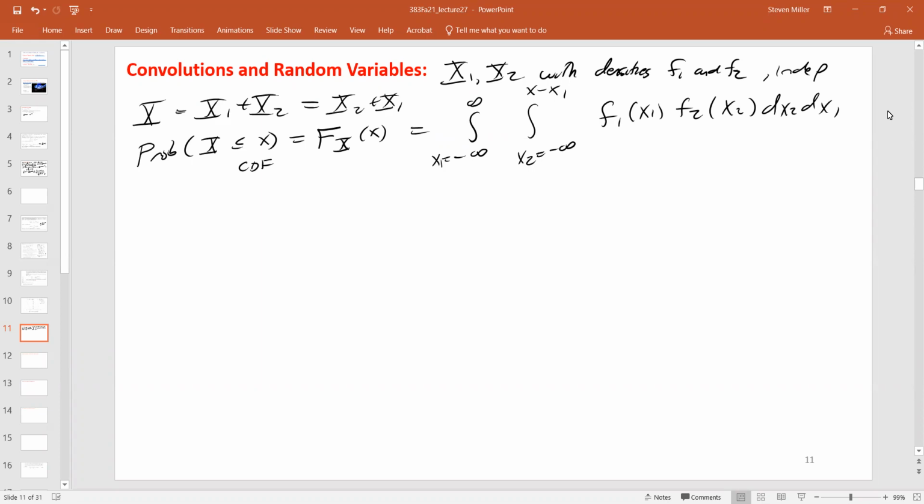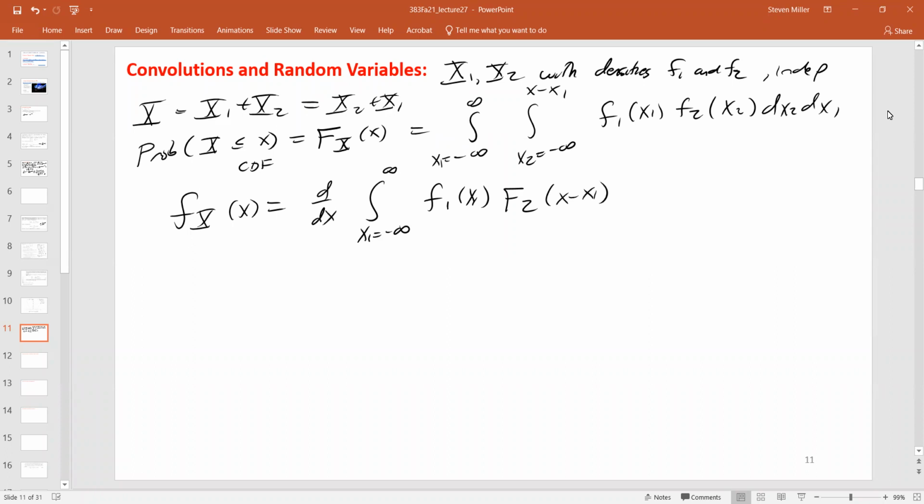So this is going to be the cumulative distribution function, the probability I take on a value at most little x. The way you find the density is you take the derivative of the cumulative distribution function. So the density of the random variable x would just be the derivative of this with respect to x. Okay, so we have d by dx, the integral x1 goes from minus infinity to infinity, f1 of x1. Now for the second one, I integrate from x2 goes from negative infinity to x minus x1. That's just going to be the antiderivative of the function f2, I'll call it big F2, evaluated at x minus x1.